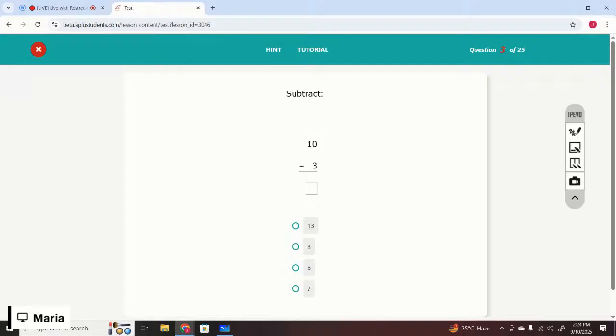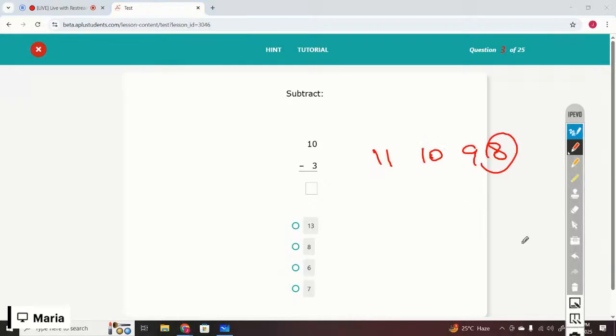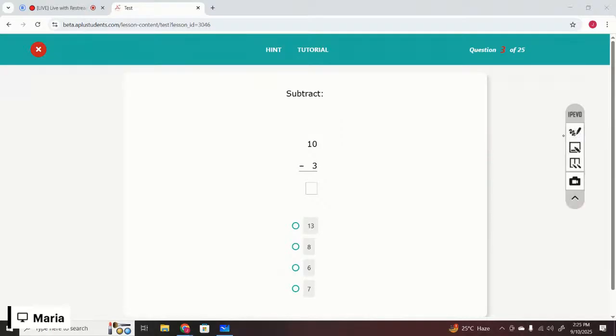Ten take away 3. Start with 10 and count back 3. That is 10, 9, 8, 7. So you end up on 7. So 10 take away 3 is 7. The correct option is 7.